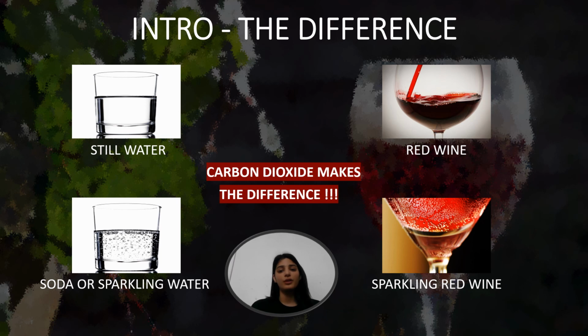So now the question comes, what is the difference between the red wine and the sparkling red wine? It is similar to the case of water. We know that the difference between still water and sparkling water is that sparkling water has bubbles because of carbon dioxide. It's just a similar case with red wine. Red wine is different from sparkling red wine because sparkling red wine has bubbles due to carbon dioxide.